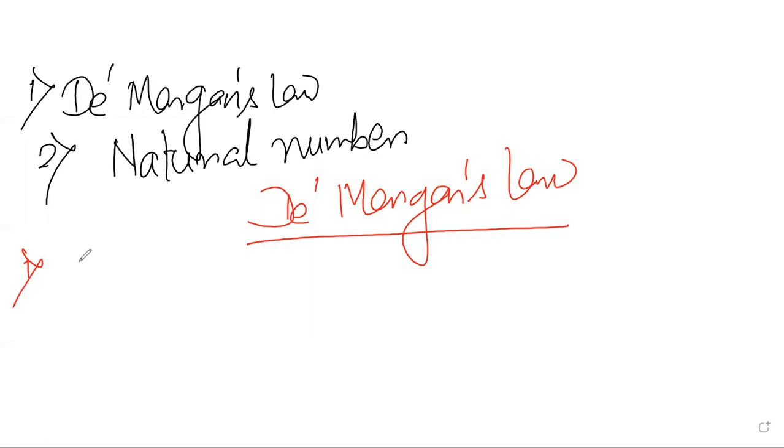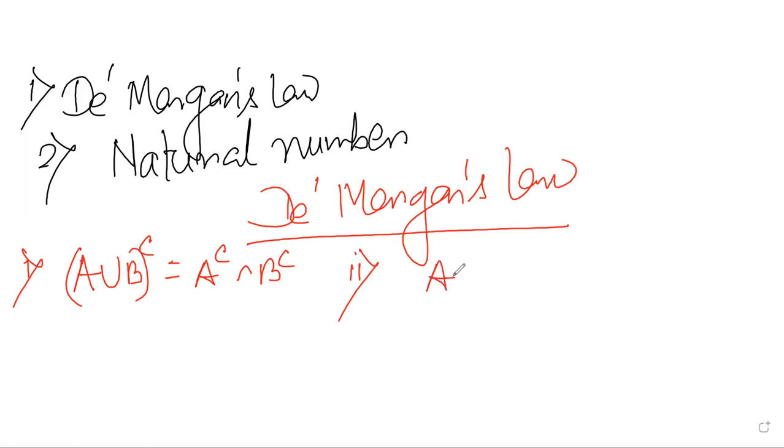The De Morgan's law is, if we have union of two sets and the complement, then it will be equal to A complement intersection B complement, and the second one is the first intersection. If I take complement, then it becomes A complement union B complement.